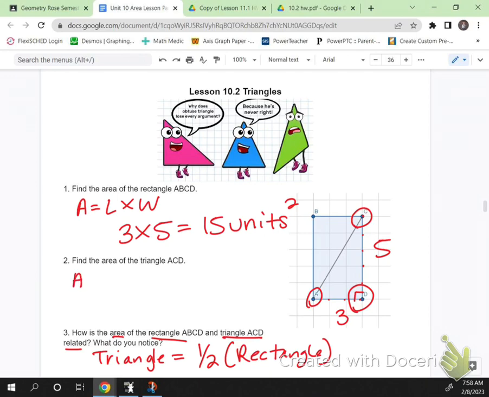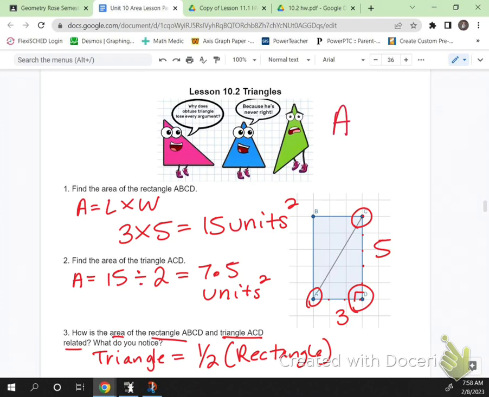So to find the area, I'm going to do 15 and divide it by 2, because I know the whole rectangle is 15. So I'm going to divide it by 2, and I should get 7.5 units squared. Have we ever done an area of a triangle before? Maybe? Okay. Let's just write the equation.